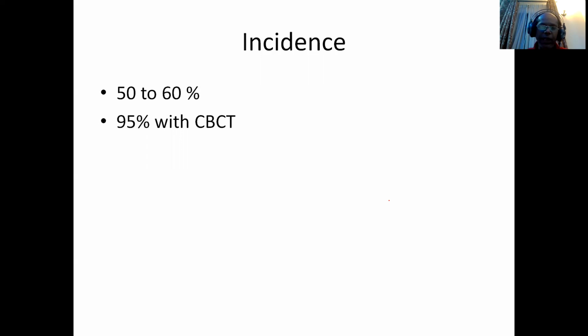Now this is a much higher percentage with CBCT, and truly speaking, during practice we don't find this 95% of MB2 canals. Hardly a few percent, because we are not using these gadgets. But the failure rate due to MB2 is again a question.